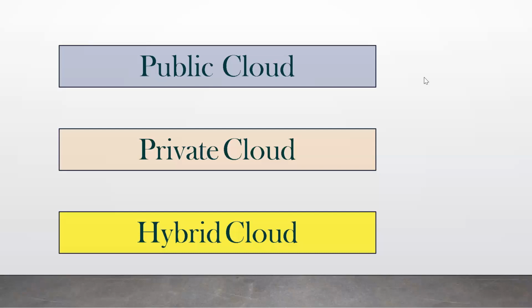This model allows data and applications to be shared between them. Think of it like having solar panels on your home in addition to being connected to the city's power grid. During the day, your solar panels generate electricity, reducing your dependency on the city's electricity. But at night or during cloudy days, you can still draw power from the city grid to ensure you have a continuous supply.